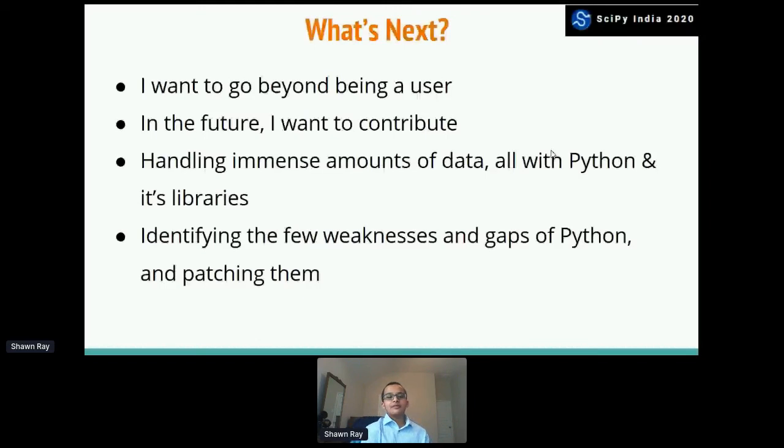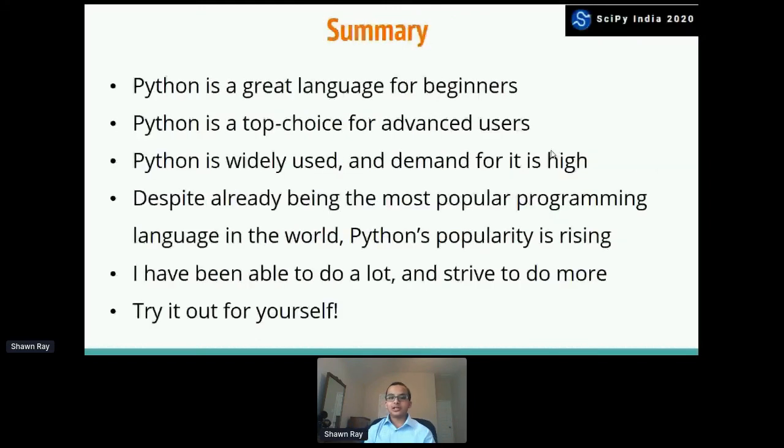Let's summarize. Firstly, we talked about why Python is a great language for beginners. It's user-friendly, it has a great user interface, it has a lot of libraries and extensions that make Python easier, and more. Python is also a top choice for advanced users because, for the same reason, it has a lot of power and strength and qualities that make it good for advanced work. It's also very widely used, and demand for it is high because the corporate world is always wanting people who know programming languages which are commonly used, which are powerful, etc.